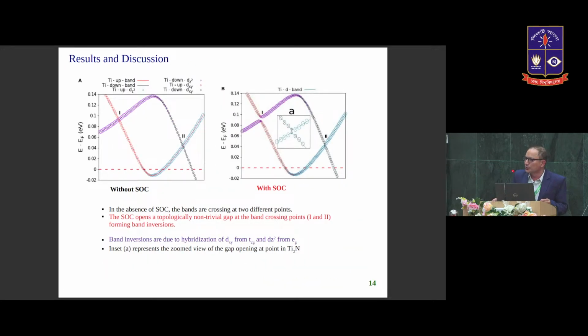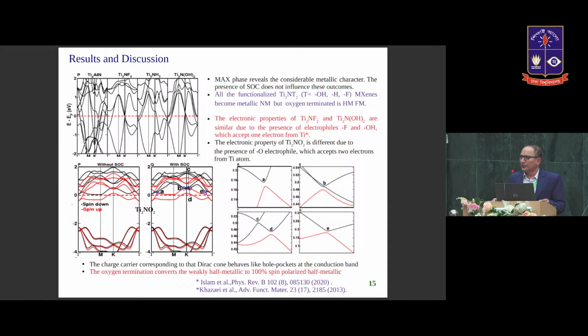This is mainly due to band inversion. Band inversion occurs; first and second, there is the inversion of bands also. That inversion of bands is due to the hybridization of dxy from the t2g orbitals and dx2-y2 from the eg orbitals. Okay, and there is the inset. There is some band opening clearly seen in the inset.